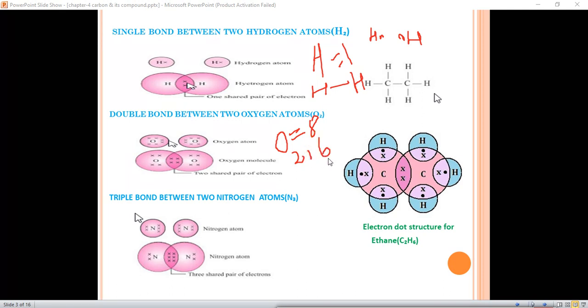So to become stable, what will it do? It will share its electrons with the other oxygen atom. With 6 electrons in the outermost shell, they will share 2 pairs of electrons. The oxygen will form a double bond. Nitrogen has 5 electrons in its outermost shell. So what will they do? They will share 3 pairs of electrons and form a triple bond.